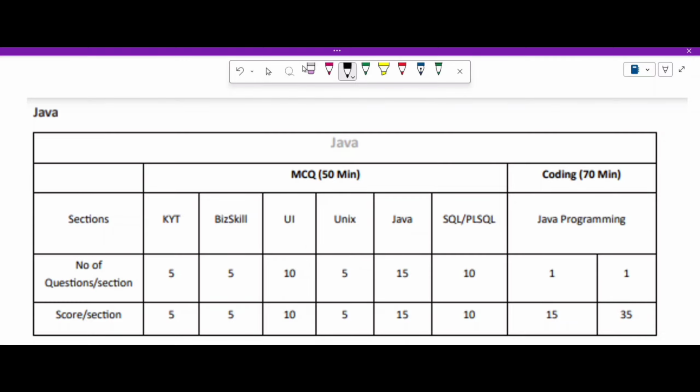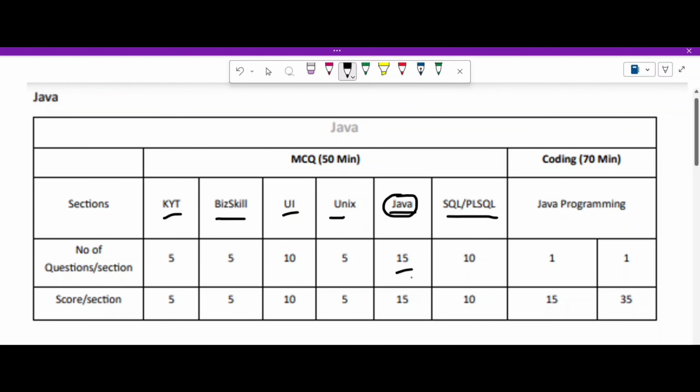In MCQ section, there will be KYT, that is the Know Your TCS. There will be base skill, that is the business skill, UI, Unix, Java, SQL, and PL skill. Here, the Java, there will be 15 number of questions, and the score will be given 15.